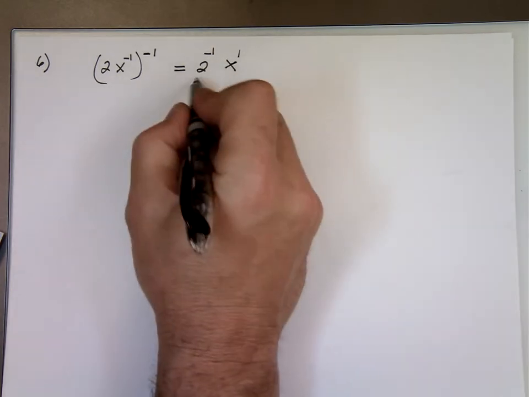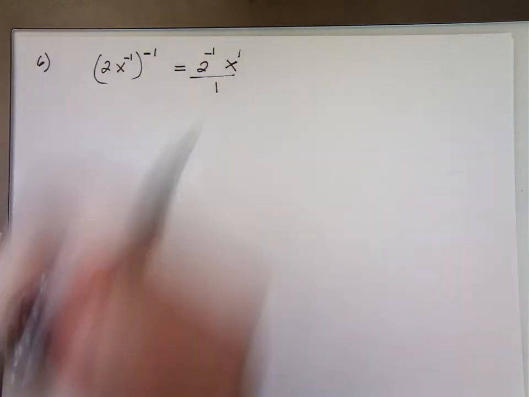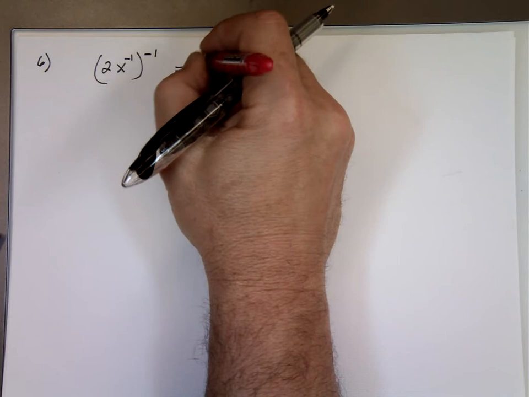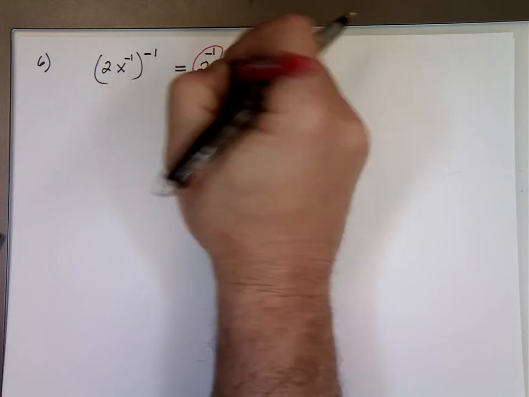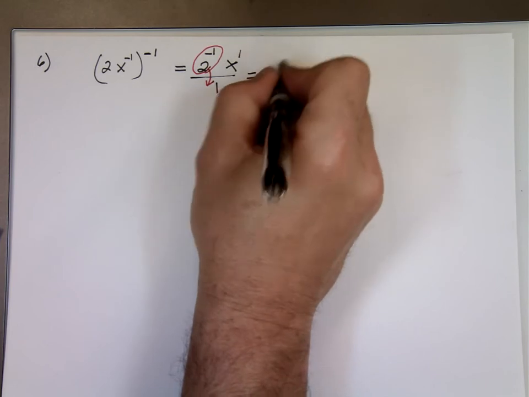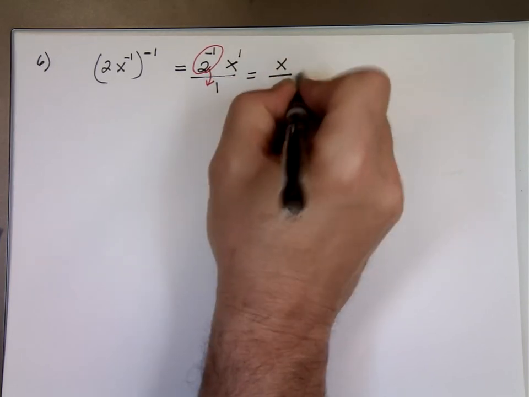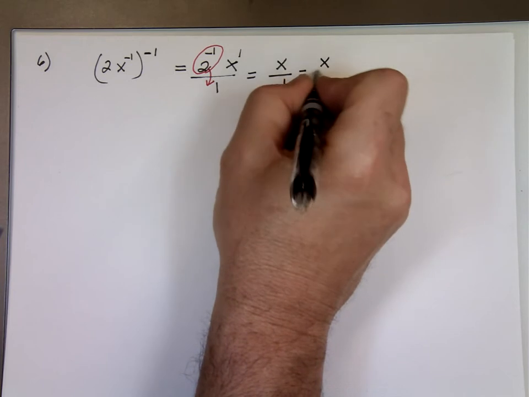That is over 1. And anytime you have negative exponent, we said if it's on the top, bring it down, cross the line, change the sign. That'll be x. I don't have to write the 1. And 2 to the power of 1. What is 2 to the 1? Just 2.